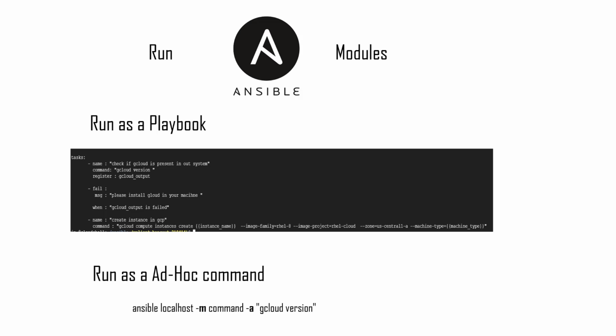So the command would be something like this. You provide the ansible, the host in which you want to run it. The -m would be the name of the module and -a would be the command that you want to run. So for this particular example, I just want to run the command module with gcloud version. So I would run something like this: ansible within the localhost, I want to run the module command, and the input that I would provide to it would be gcloud version. So let's test this and let's see how this works.